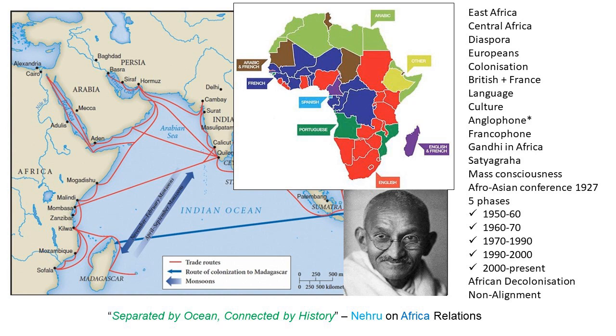Phase 1, 1950 to 60. Phase 2, 1960 to 70. Phase 3, 1970 to 90. Phase 4, 1990 to 2000. And phase 5, that is 2000 till today. So broadly speaking, India's relationship with Africa since independence can be seen in these 5 phases.